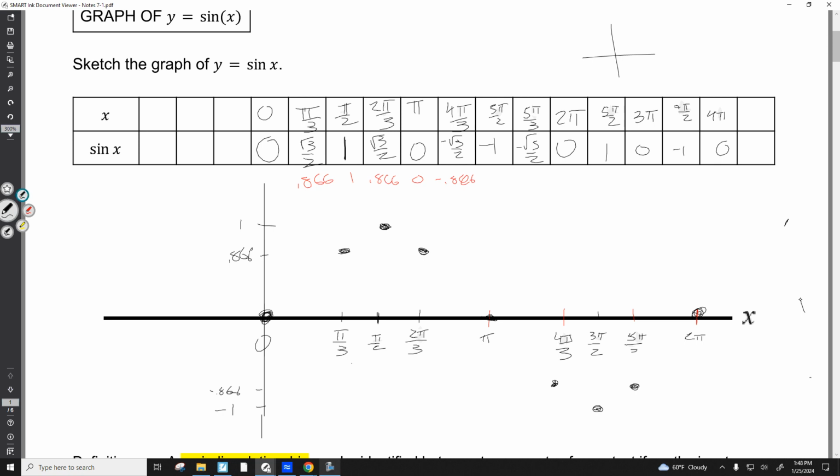Could we plug in negative x's? Now, I can't plug in -1. I don't know what the sine of -1 is, but I know what the sine of negative pi over 3 is, right? I know what the sine of negative pi over 2 is, right? Negative pi over 2 is like -1.5, so we're close to -1.5. So keep going. What if we went to the left? What would you get?